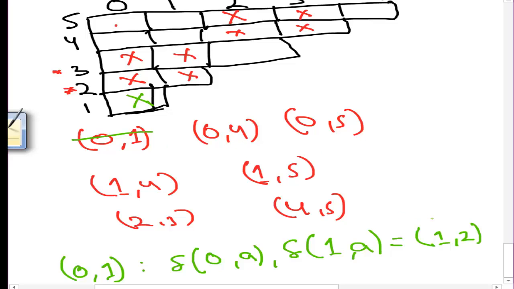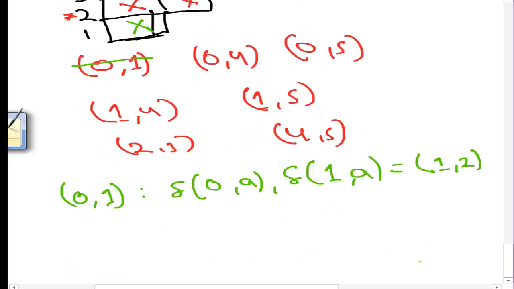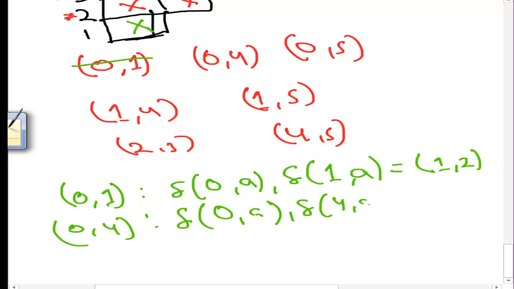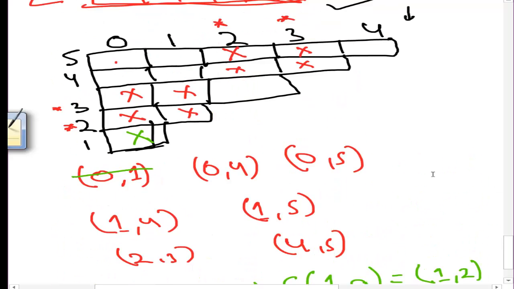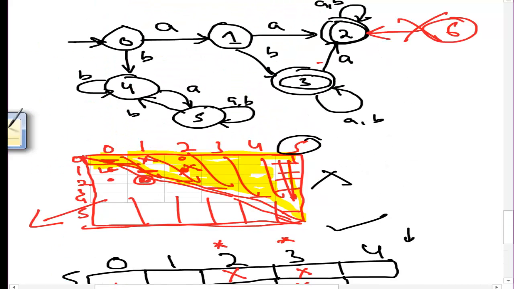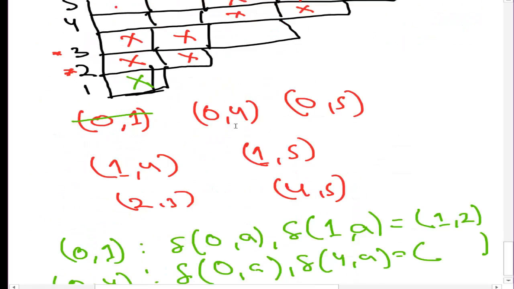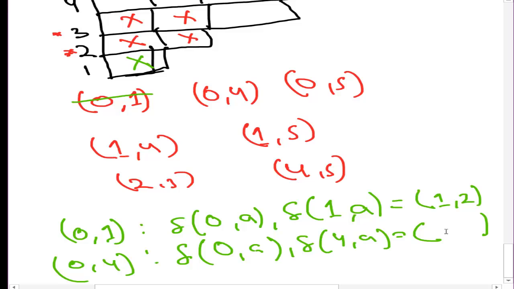So for 0 4, I will try the same thing. 0 comma 4. I will see where 0 on A will go, and where 4 on A will go. 0 on A will go to 1, and 4 on A goes to 5. So that is 1 5. So what will come up here is 1 comma 5.